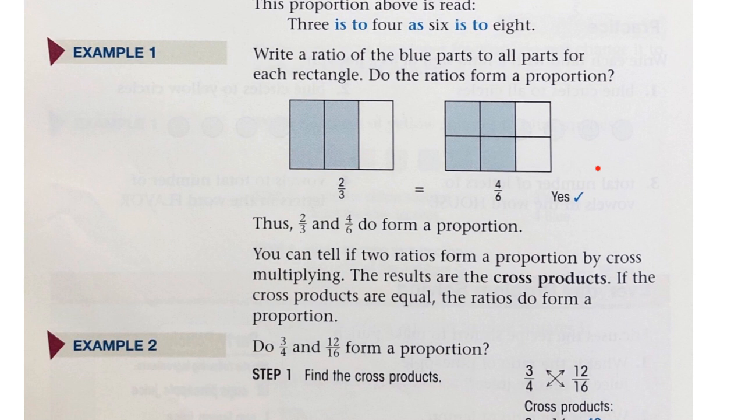You can tell if two ratios form a proportion by cross-multiplying. The results are the cross products. If the cross products are equal, the ratios do form a proportion. So let's see what we mean.